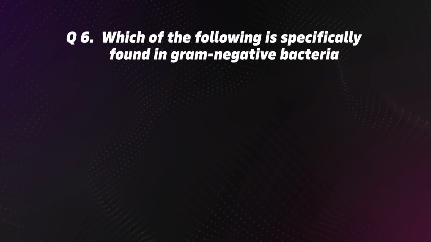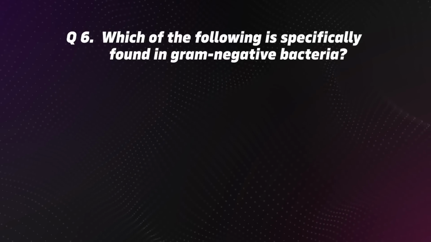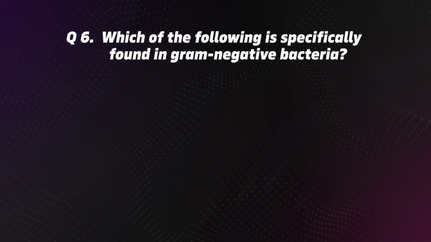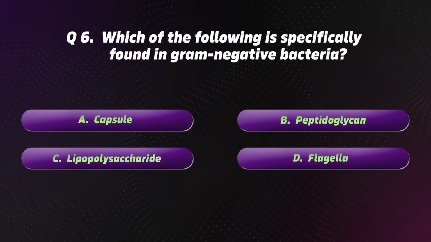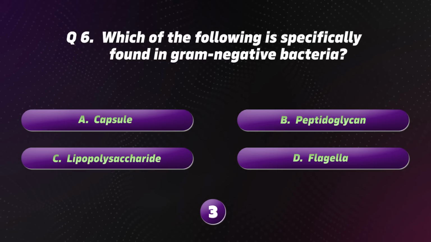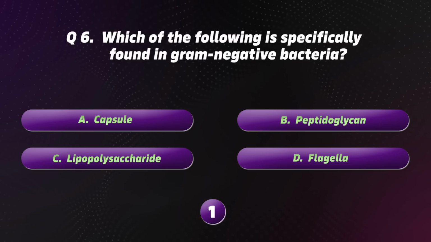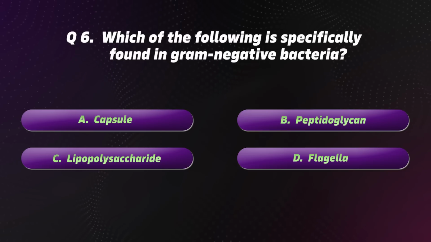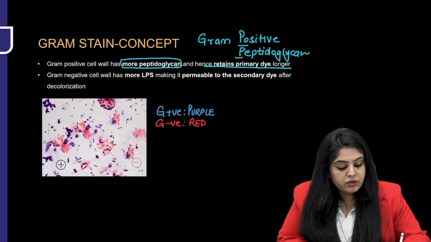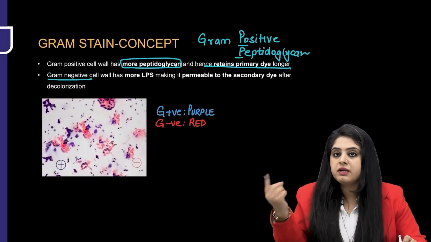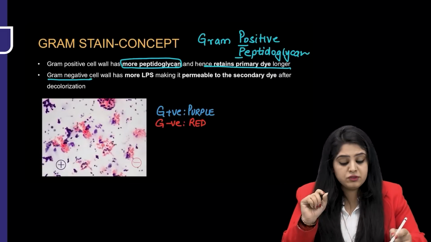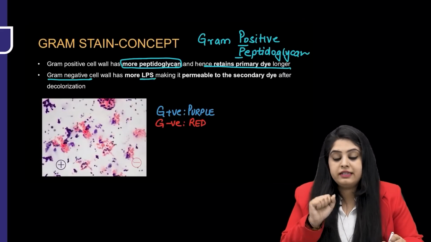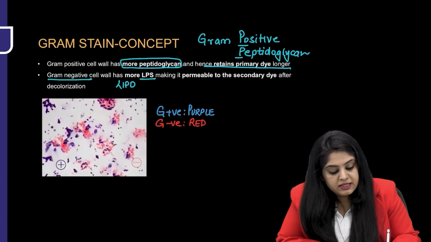Question 6. Which of the following is specifically found in gram-negative bacteria? Here are the options. A. Capsule, B. Peptidoglycan, C. Lipopolysaccharide, D. Flagella. And the correct option is C, lipopolysaccharide. Here is the explanation. If gram positive has P, peptidoglycan, what does gram negative have? Gram negative is going to have lipopolysaccharides.